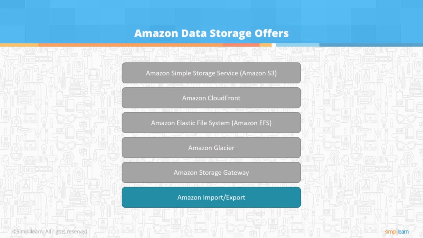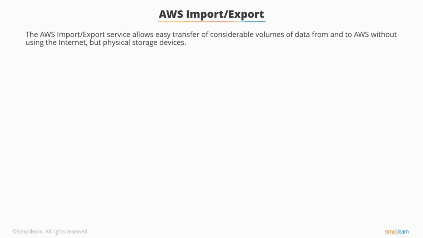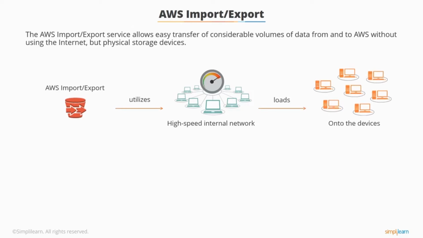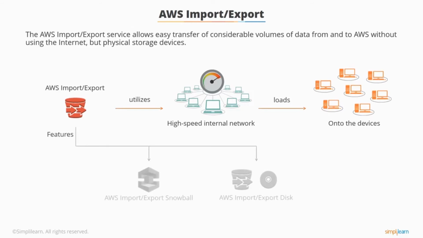In this topic, we will learn about AWS Import-Export. The AWS Import-Export service allows easy transfer of considerable volumes of data from and to AWS without using the Internet, but physical storage devices. AWS utilizes its high-speed internal network to load the data onto the devices, and offers the following 2 features that support the AWS Import-Export service: AWS Import-Export Snowball, or Snowball, and AWS Import-Export Disk, or Disk. Let's learn about each of them.